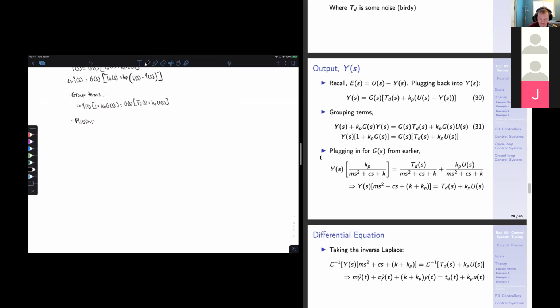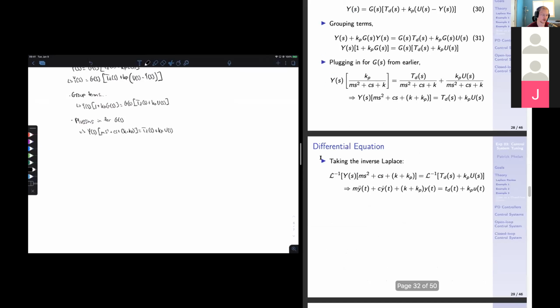So plugging in for G sub s, then we're going to get Y sub s times ms squared plus cs plus k plus kp equals td of s plus kp u times s.